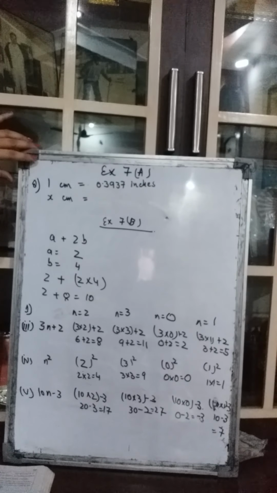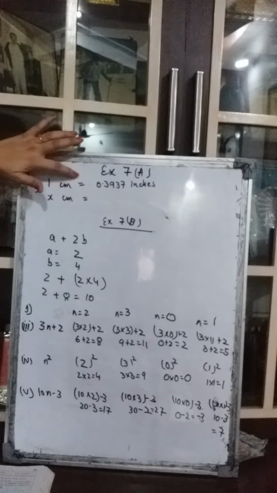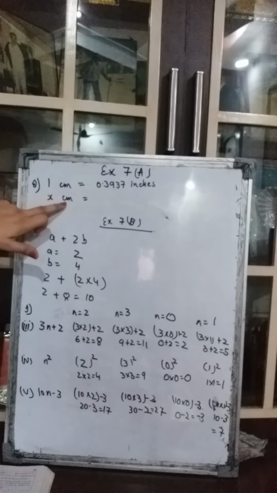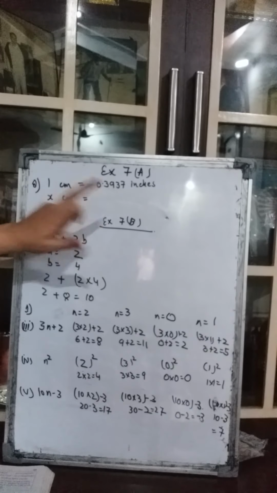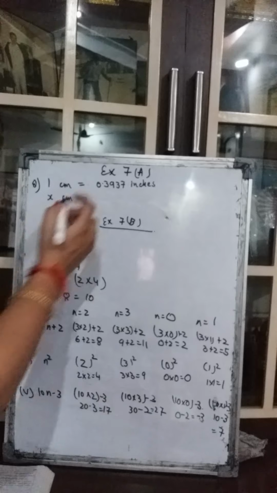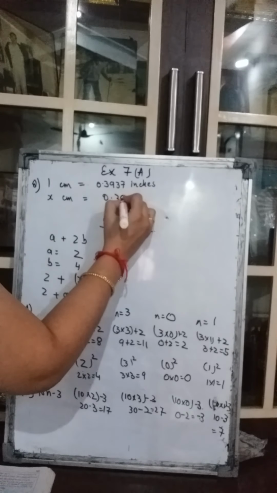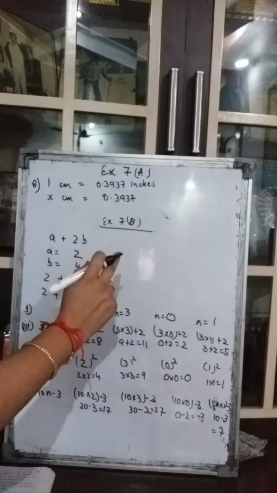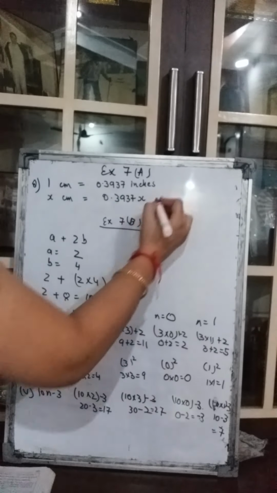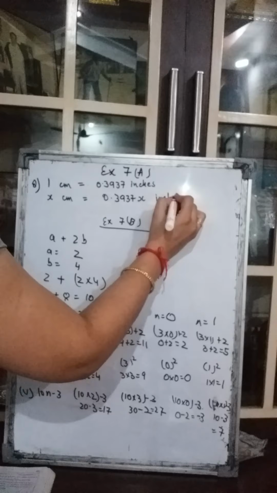Girls, we come to the 8th question of exercise 7a. It says that 1 centimeter is equal to 0.3937 inches. So, x centimeter will be equal to how much? 1 centimeter is equal to this much. So, x centimeter will be 0.3937 into x. We do not write the multiplication sign. We will simply write 0.3937x inches. So, this is the answer.